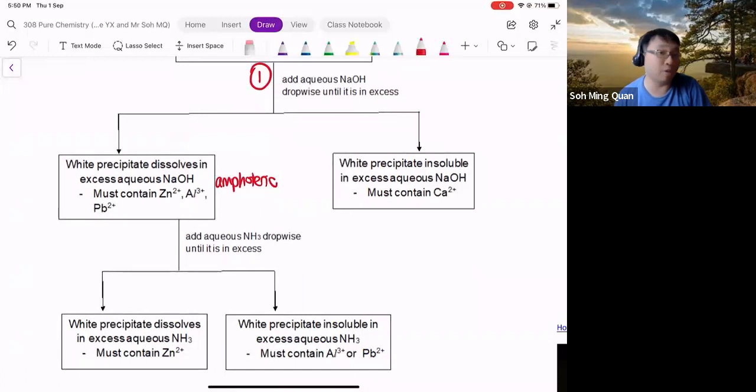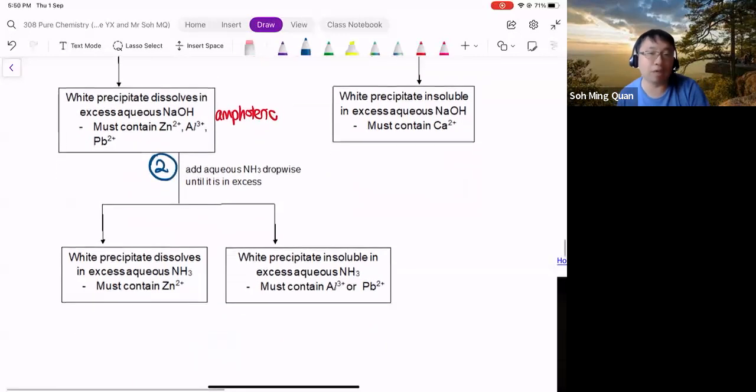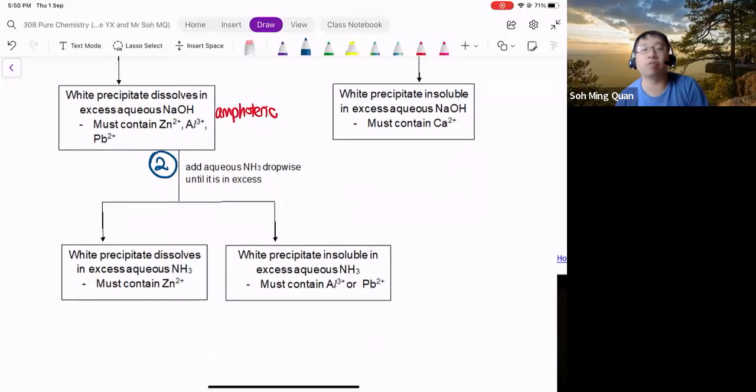How do you differentiate between them? Adding ammonia. Aqueous ammonia dropwise until it is in excess. Why? Because we also know zinc not only dissolves in excess NaOH, it can also dissolve in excess aqueous ammonia. So if it dissolves in both NaOH and ammonia, it's zinc, which leaves you with just aluminium and lead. And as mentioned, you cannot use ammonia alone to differentiate aluminium and lead. I believe Mr. Lee went through that day.